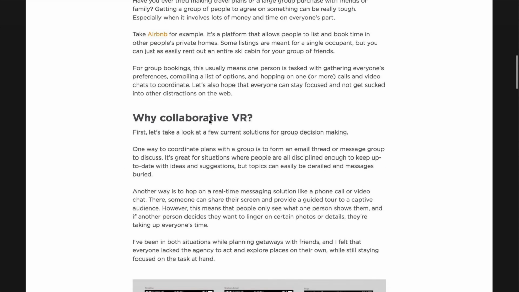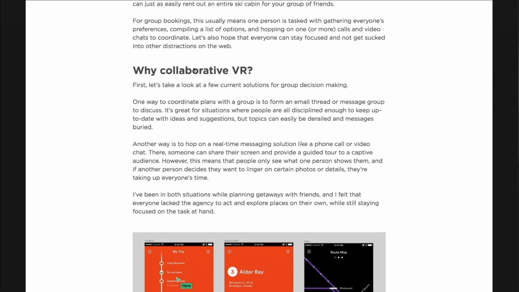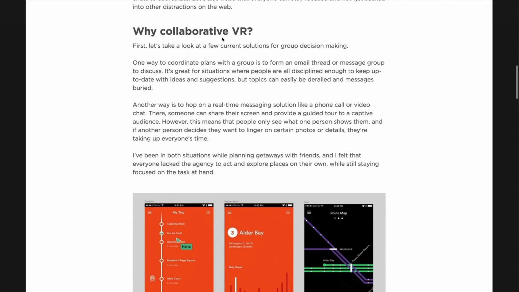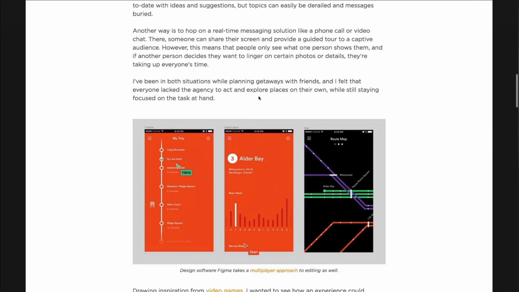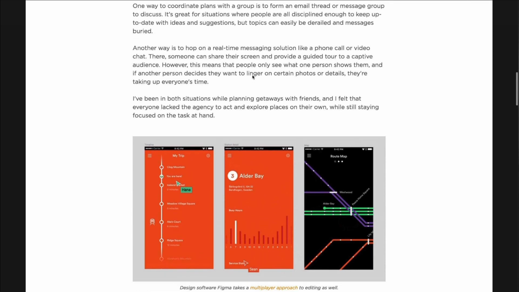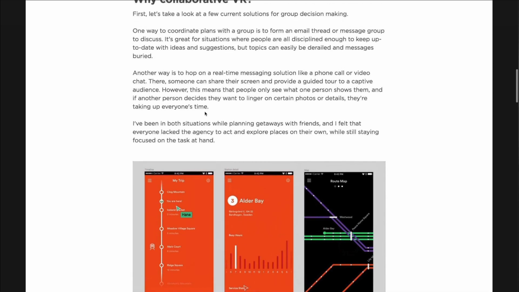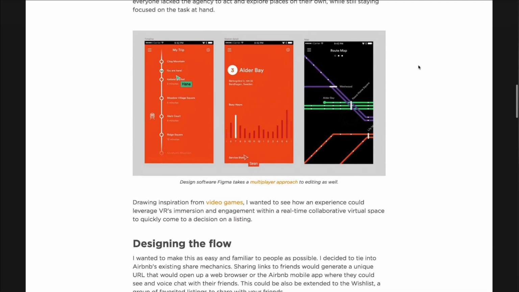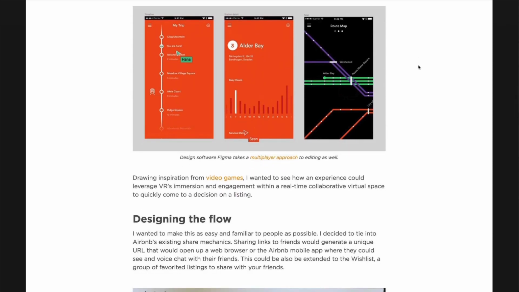Brief introduction, really good. And why collaborative VR? It's essentially explaining why they're opting with that solution, that design solution. So this is really good in order to give context that there was an entire thought process behind the project.